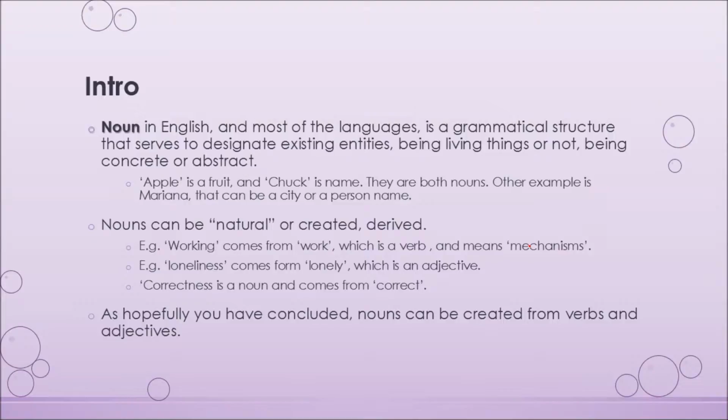Loneliness comes from lonely, which is an adjective. Correctness comes from correct. So we have seen, hopefully, that a noun can be created from a verb or from an adjective. The rules for creating nouns are not very complicated. Once you get it, it will be very easy to make your derivation. Nonetheless, we are not going to discuss that in this webinar.